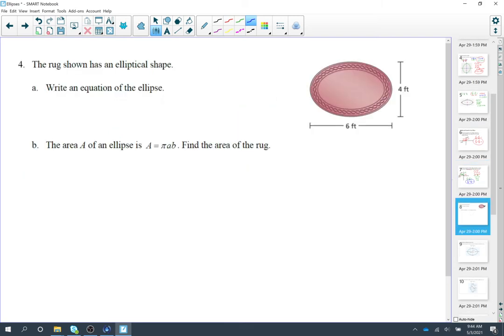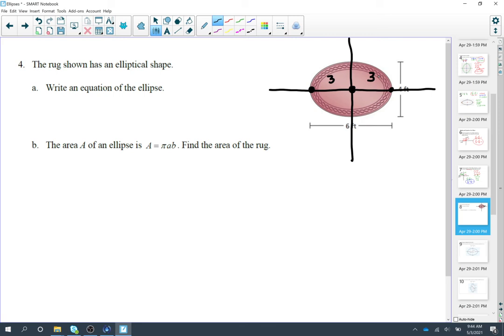Example 4. The rug shown has an elliptical shape. Part A, write the equation of the ellipse. Now, in order to do that, I'm going to put it on a grid, and I'm going to center it at (0, 0). When I do that, if I know the whole length of my rug is 6, then I know out to here I'm dealing with a 3, and out to here I'm dealing with a 3.